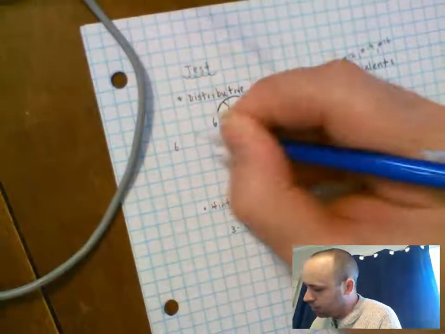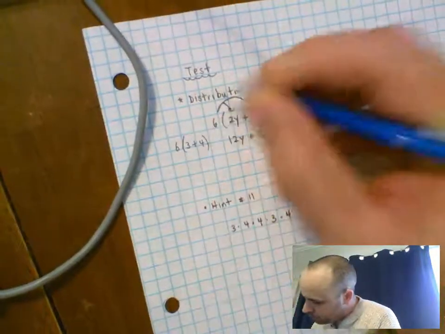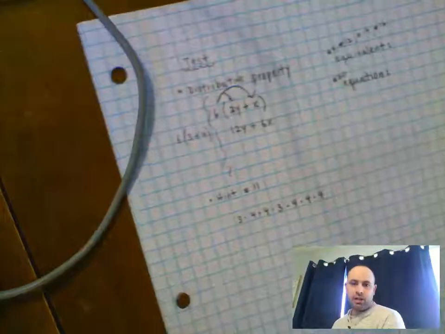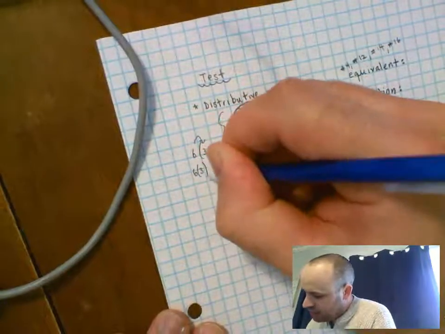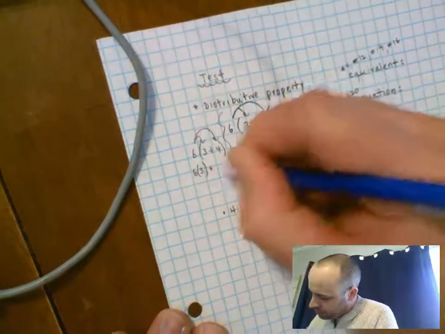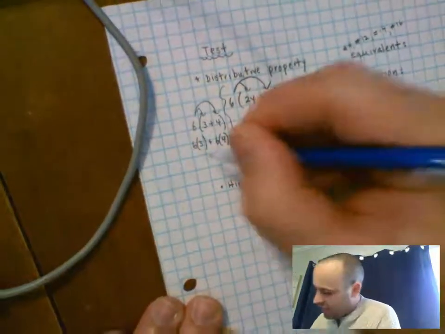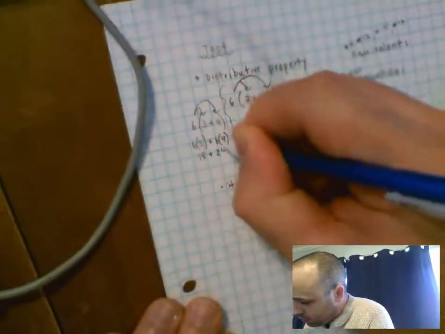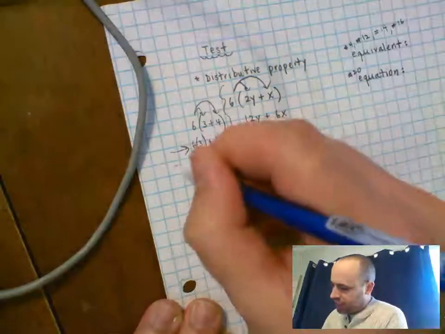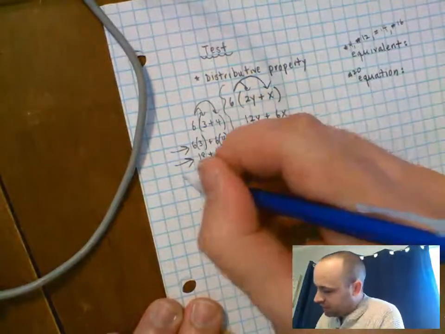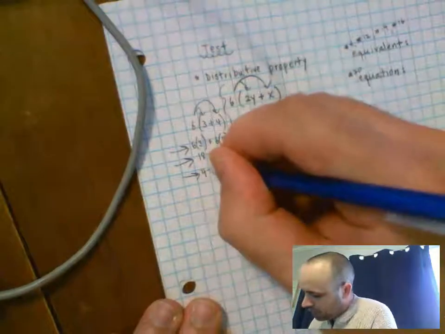Sometimes you'll see the distributive property like this. Okay. So if you see it like this, they may write it like 6 times 3 plus 6 times 4. Or they could also write it as like 18 plus 24. So they could write it like that and stop at that step. They could write it like that. Or they could write it like, what's 18 plus 24? What's that, 42? Or they could write it like that.